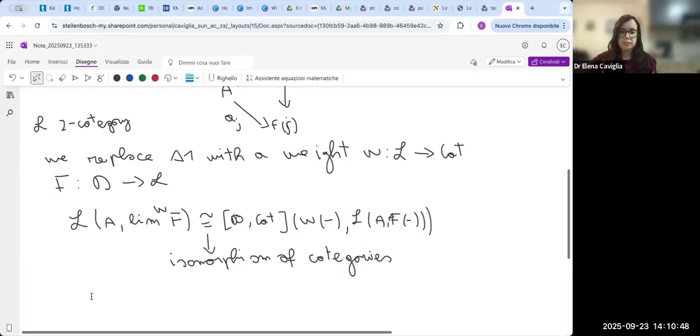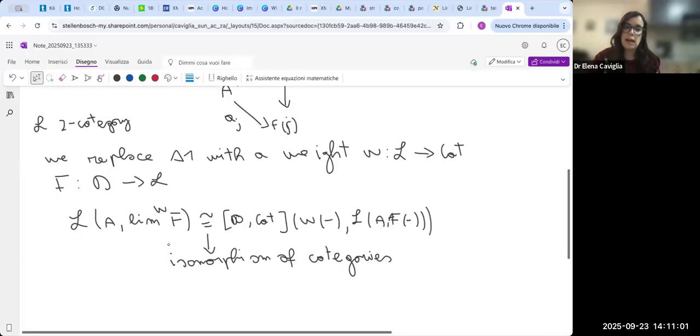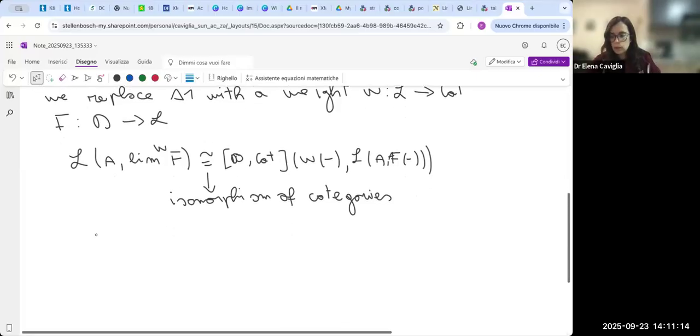And now, as I was saying, W is very general, so we can have many different kinds of two limits. So maybe we can start seeing a two limit that has a weight that is different from delta 1, just to see that not all of the limits we care about will have delta 1 as weight. So we can consider the comma object, and this is a two-dimensional version of the pullback, and we are going to see why.